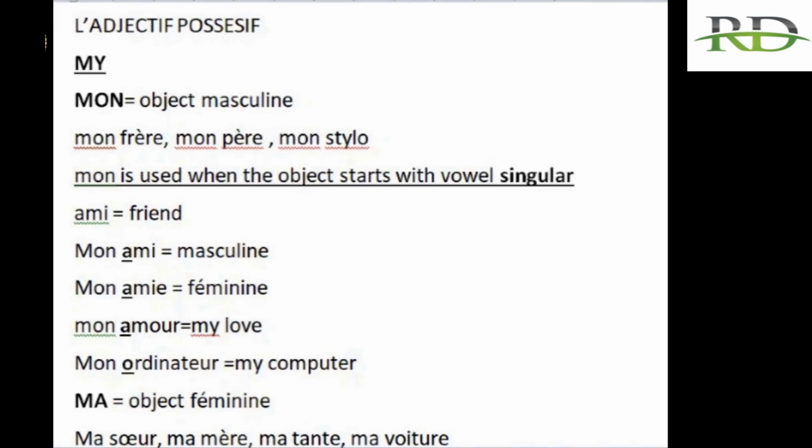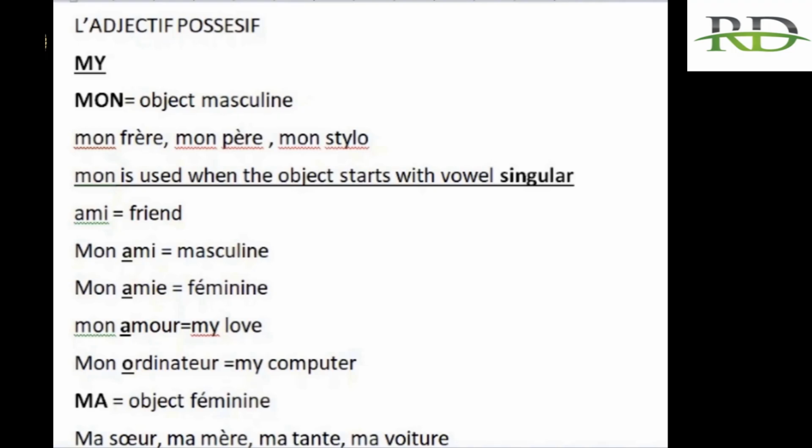Okay, the second rule is that you're going to use mon with every word that is starting with a vowel. No matter if the noun is feminine, still you're going to use mon. Why? Because it's starting with a vowel. For example, mon ami, that means my friend. But if your friend is feminine, still you're going to use mon, because ami is starting with the vowel a. Is that clear? Yes, ma'am.